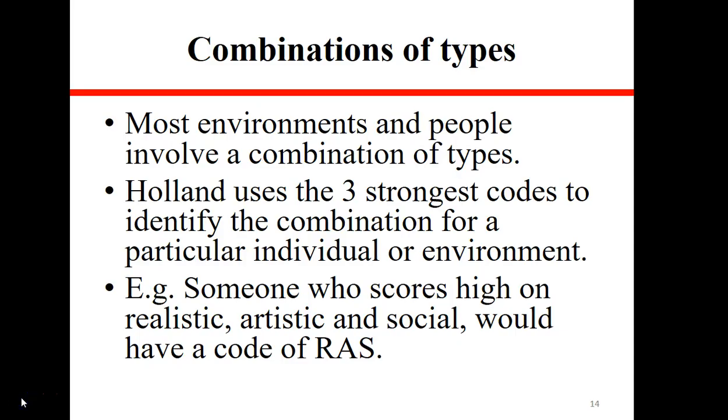It's important to note here that most environments and people involve a combination of types, and so what Holland does is use the 3 strongest codes to identify the combination for a particular individual or environment. So for example, someone who scores high on realistic, artistic, and social would have a code of R for realistic, A for artistic, and S for social. So you will see as we work through the rest of this presentation that we look at those 3 letters as a way to identify an individual's personality, preferences, and type, as well as the environment that they would prefer to work in.